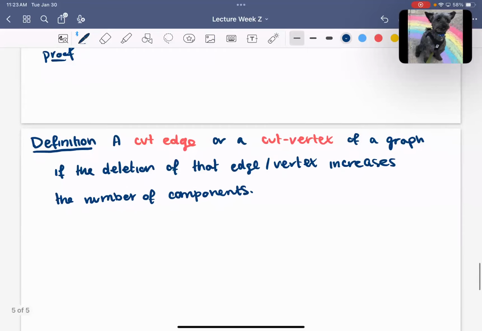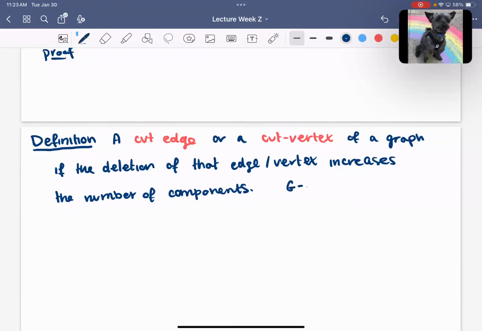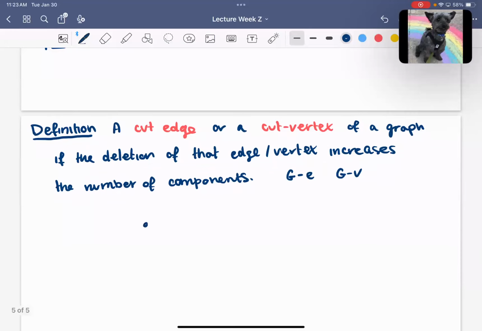And how would we write this? You would just write G minus E or G minus V to denote the graph with the corresponding edge or vertex deleted. So let me draw two pictures. One is of a cut edge. This edge is a cut edge because if I delete it, then I increase the number of components.